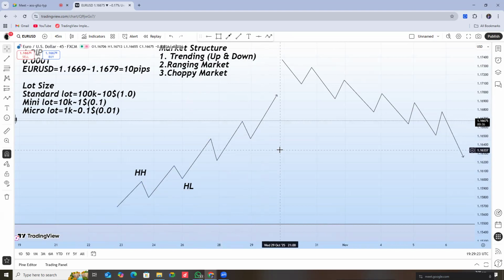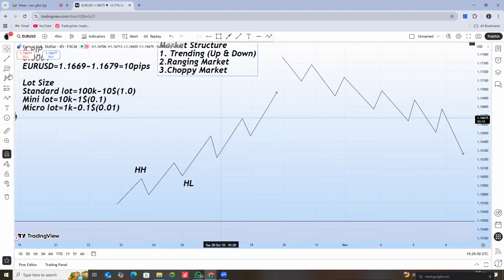I'll give you an assignment maybe in the second meeting or the second training. I'll ask you to go and identify the structure of the markets. Then you come and tell me that it's an uptrend. I'll ask you, why do you think it is an uptrend? You should be able to tell me that it is because the market has formed a series of higher highs and higher lows. Okay.